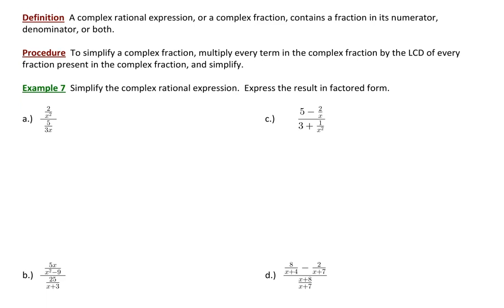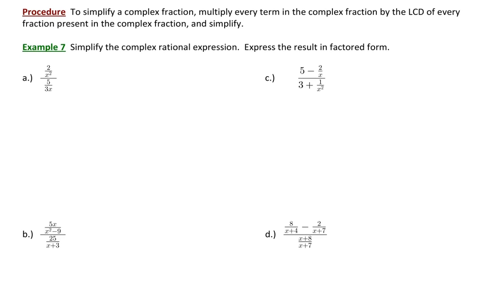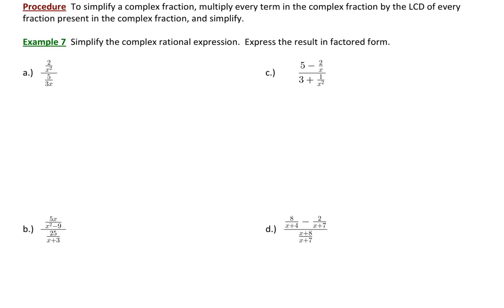If you glance down here at our examples, you can see a complex fraction has a fraction within a fraction. Now, we don't want to leave a fraction with more than two levels. We always want to simplify it down to a double-decker fraction. To do that, here's the procedure. To simplify a complex fraction, multiply every term in the complex fraction by the LCD, lowest common denominator, of every fraction present in both the numerator and the denominator, and simplify.